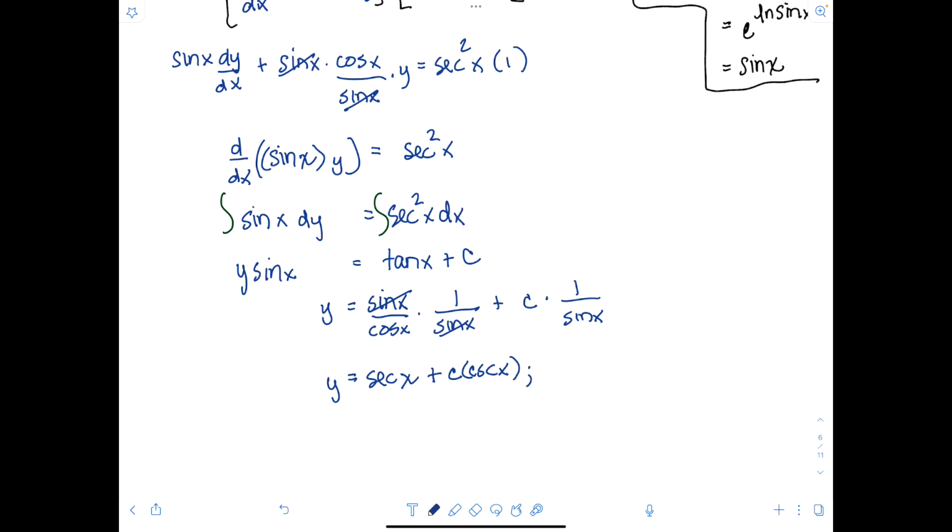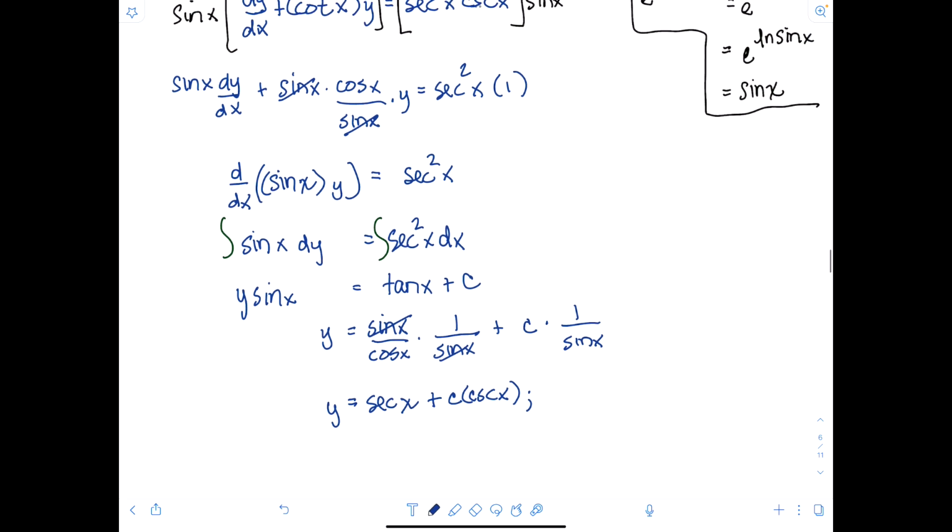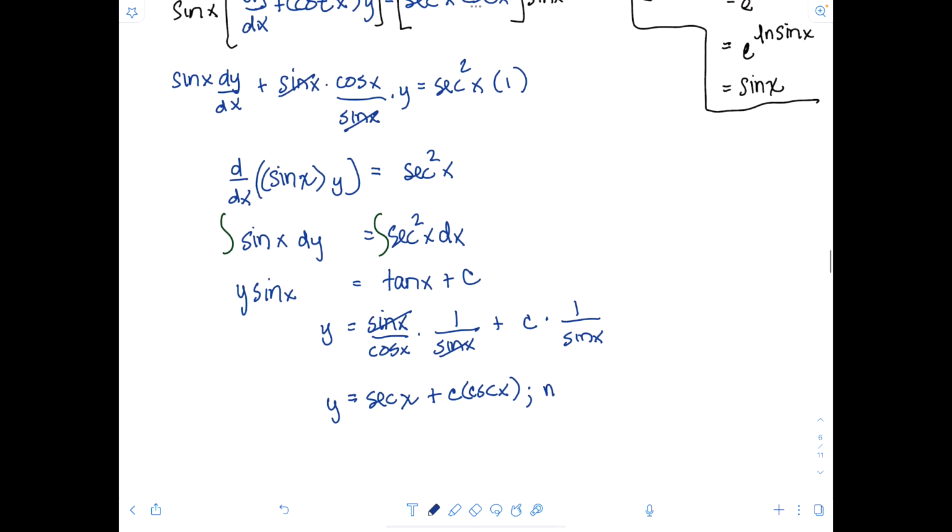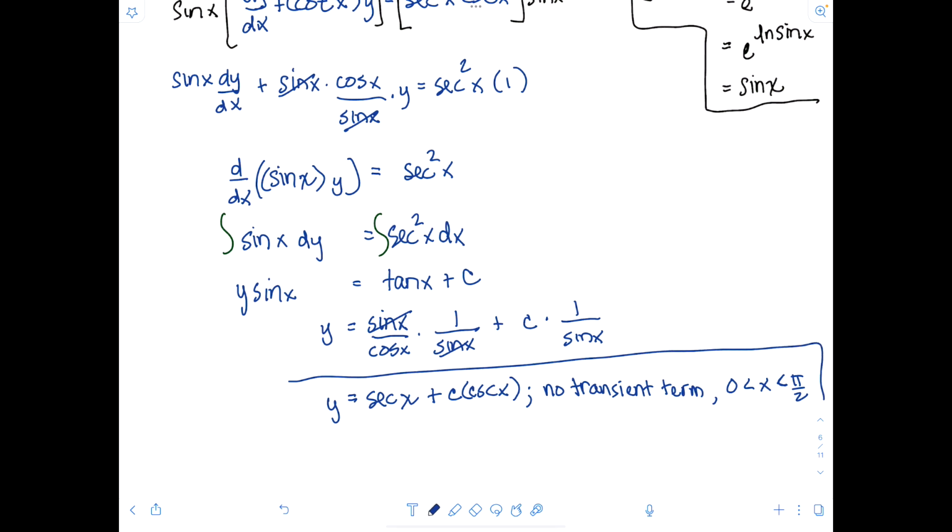And then, of course, we have to decide if it's transient. It is not. As x approaches infinity, the cosecant function does not approach 0. So no transient term. I might have forgot to do that on the last one. No transient term, and then we found out that it goes 0 less than x less than pi over 2. And we're all done.